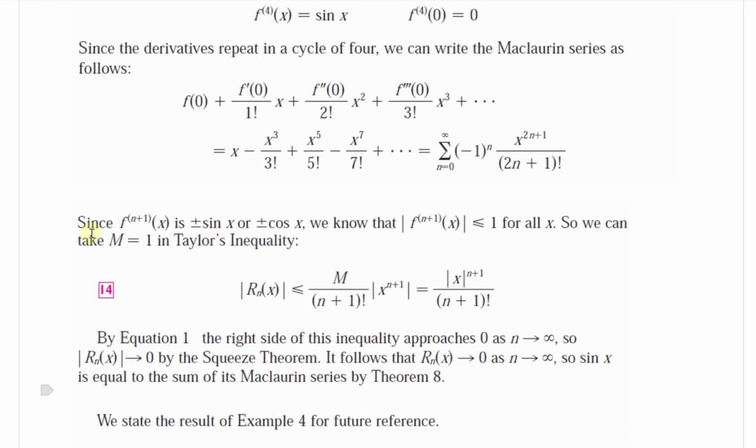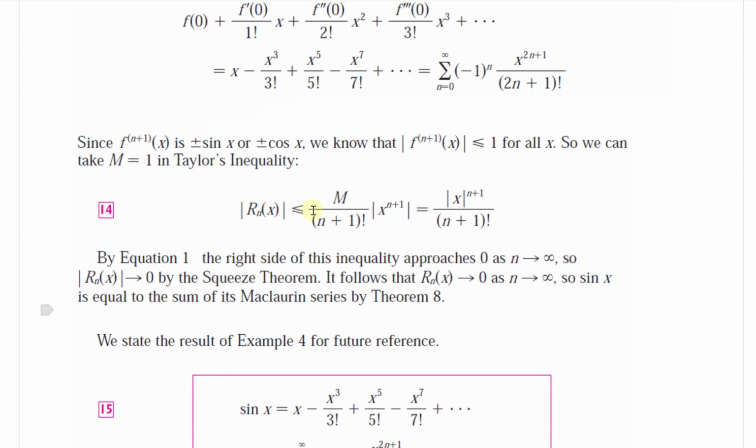And then I showed that since the (n+1)th derivative of f(x) is equal to plus or minus sine of x or plus or minus cosine of x, the absolute value of the derivative is always going to be less than or equal to 1 for all x. And then using Taylor's inequality, we get this form right here.